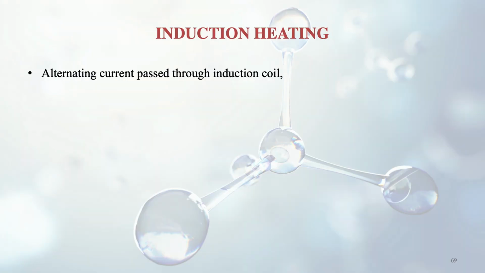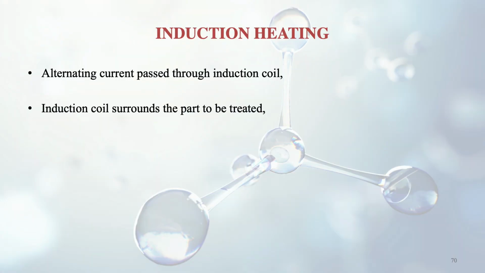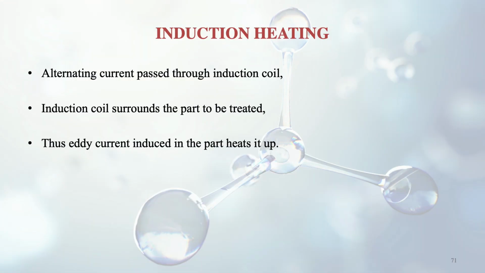So now we discuss the process of induction heating. Like we have earlier said that there are different processes. So induction heating is also a process. In this case of heat treatment, alternating current is passed through an induction coil. It is similar to the salt bath one, where alternating current is used. And this induction coil actually surrounds the part or the specimen which has to be treated. And what happens due to this? Eddy current will be induced in the specimen and it heats up.